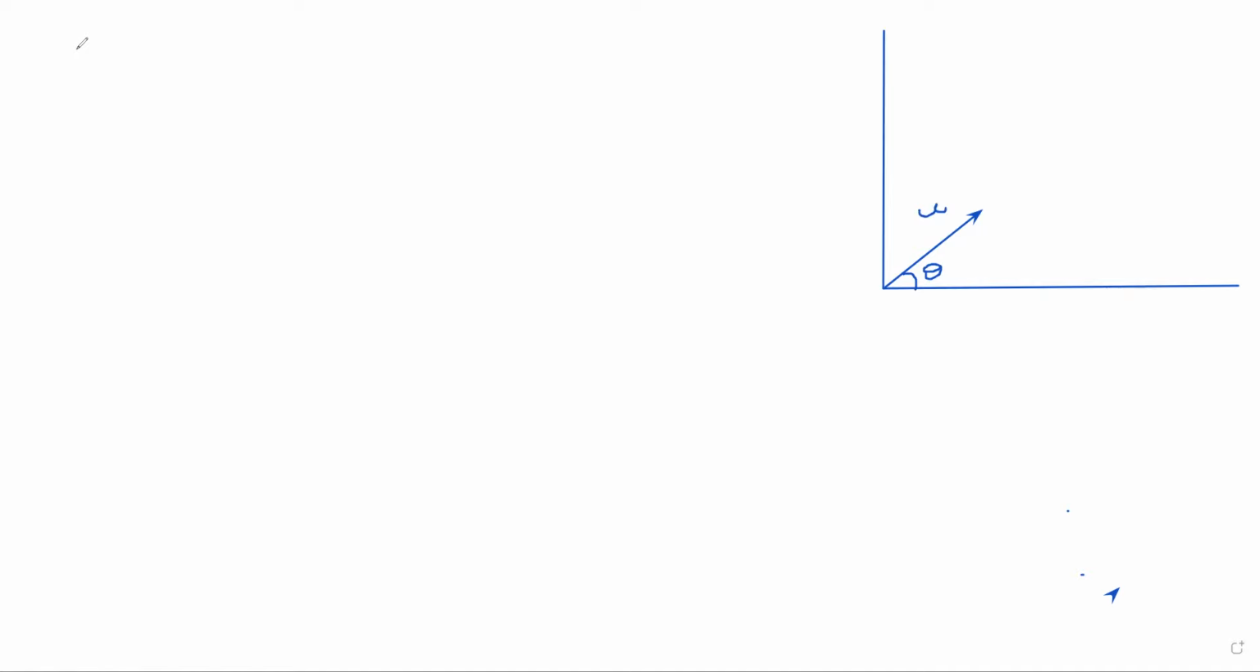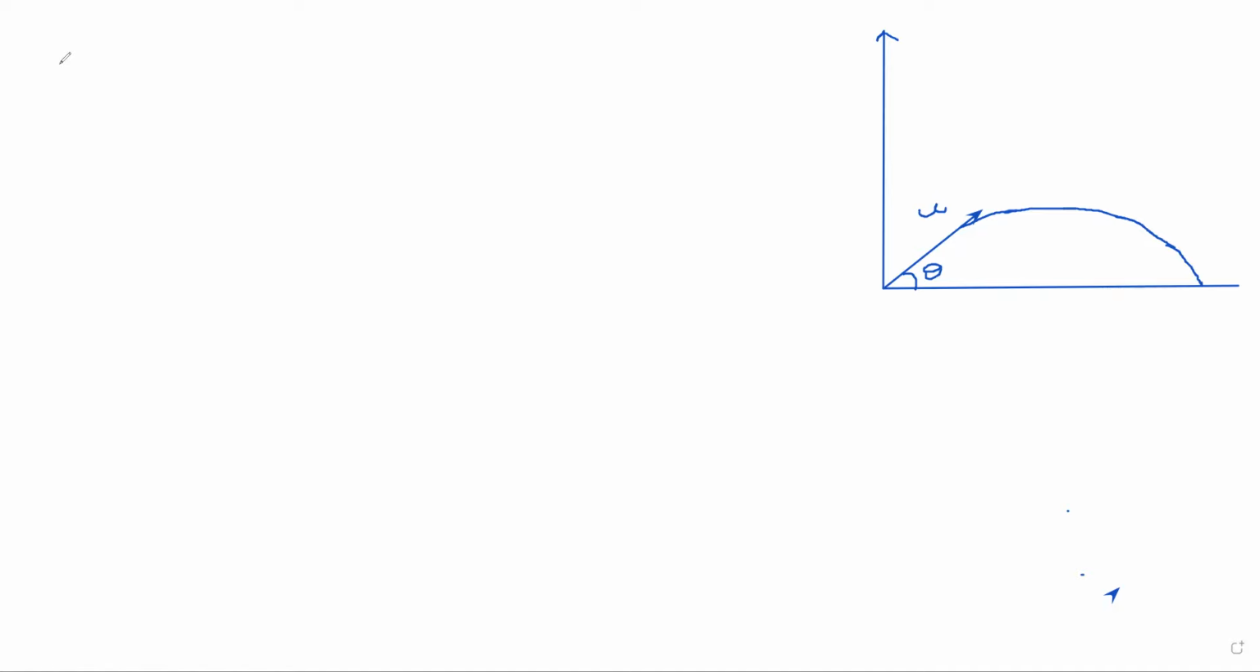So the path will be somewhat like this. It will be a parabolic path that is concave downwards. We will also derive the equation of the path of the projectile. First we will derive the time of flight of the projectile.